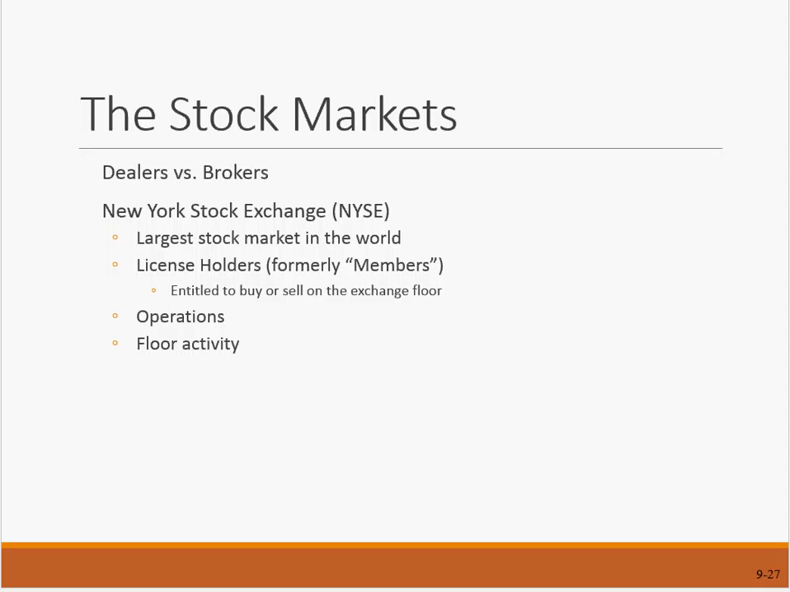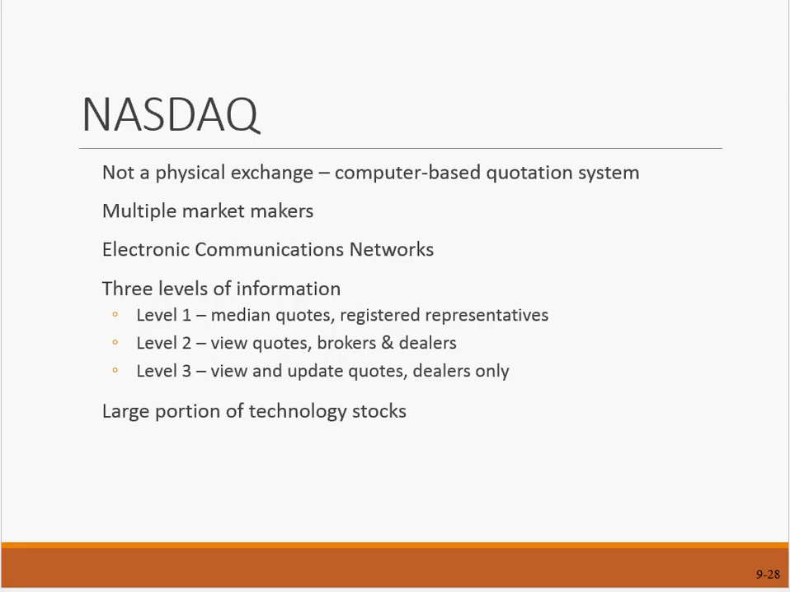Second largest in the United States is NASDAQ. This is an association of securities dealers that have a computer-based quotation system. And they tend to have more technology-based stocks, smaller stocks, although there are plenty of large stocks on NASDAQ. So the number one stock market is NYSE. Number two is NASDAQ. Other stock exchanges are BATS and Direct Edge.